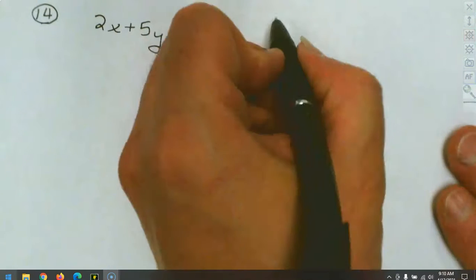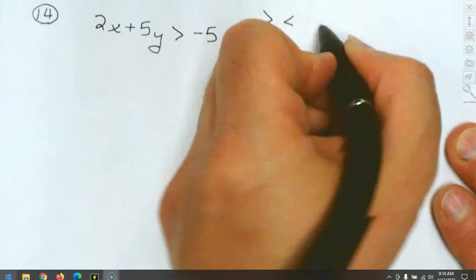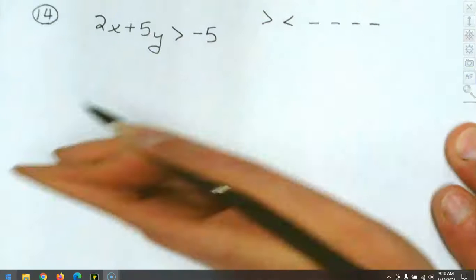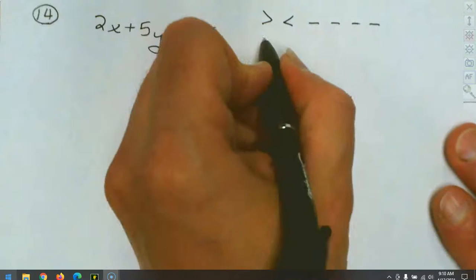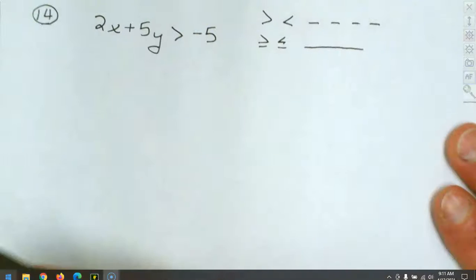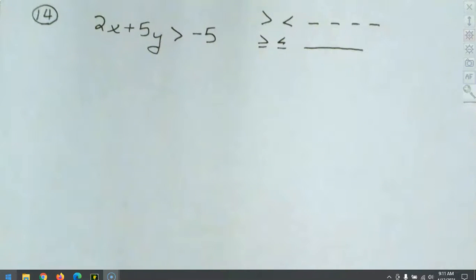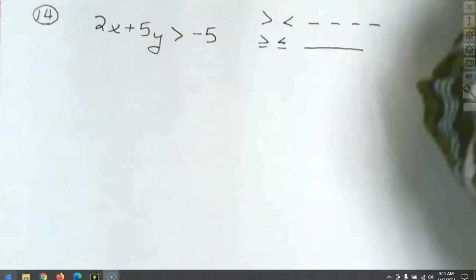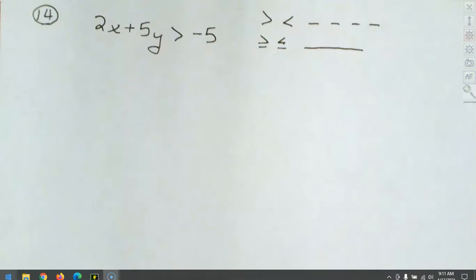Well, what do we know? We know that greater than or less than, those get dotted lines. Greater than or equal to, less than or equal to, those are going to have a solid line. So what are we going to have in this case? Well, in this case, we're going to have a dotted line, aren't we? So make sure you know that. These are worth 5 points apiece. If you used a solid line, I'd probably take a point off. So make sure you use that dotted line.